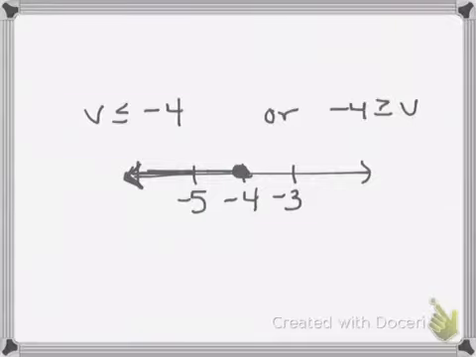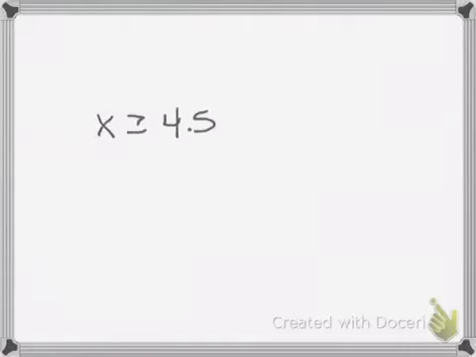Another way this looks, if you just flip your inequality around, it's the exact same inequality. They just put the -4 on the left and the V on the right. But notice, in both inequalities, the open mouth is toward the -4 and the closed mouth is toward the V. Regardless of which one you have, start by saying the answers are less than -4 because you read it from the variable standpoint. Let's try one more.